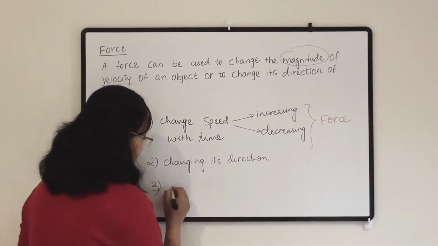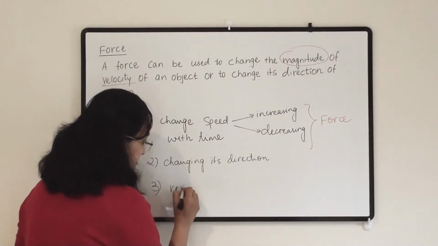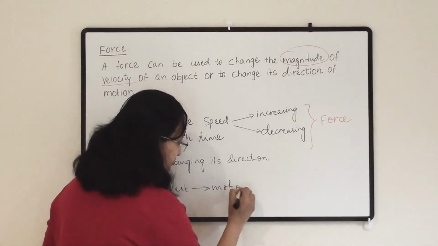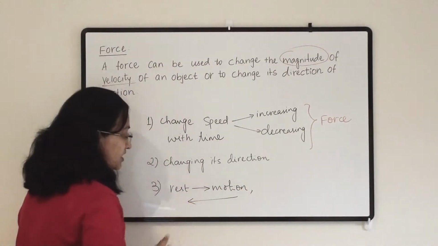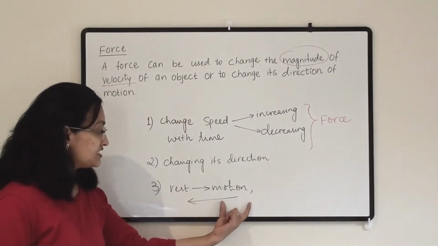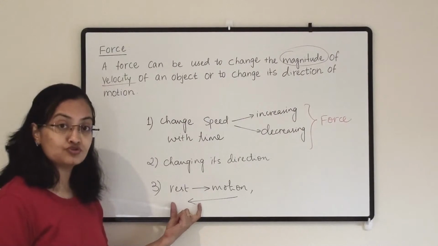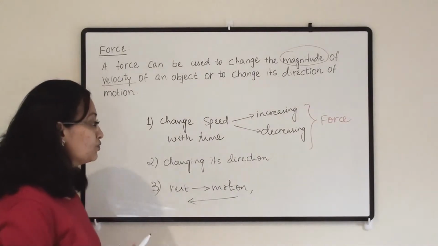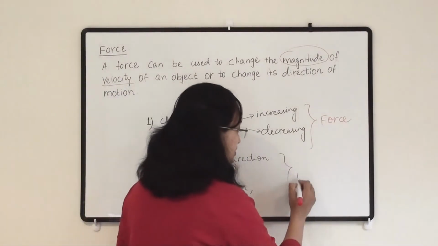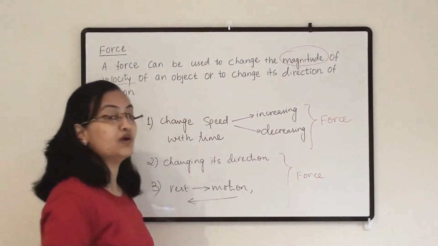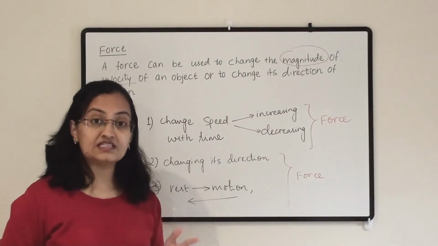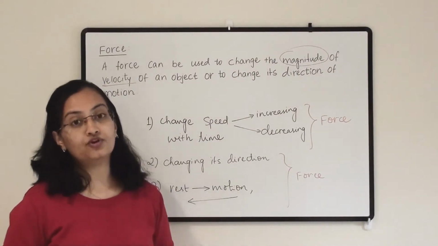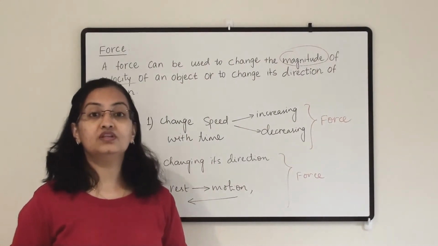The third possible point is that if any object is at the resting position, then you can give that object motion, or otherwise, if it is in motion, then by application of force you can stop its motion, right? So this is the third thing. So in each and every case we need to apply force: to change a direction, to increase or decrease the velocity, and third, to give them a motion or stop them from moving. All these things we can do with the help of force.